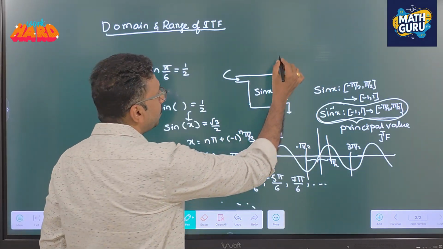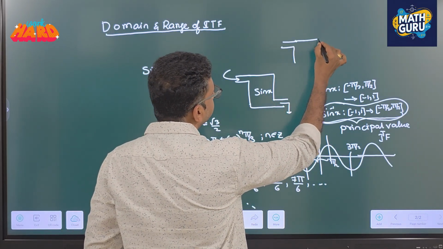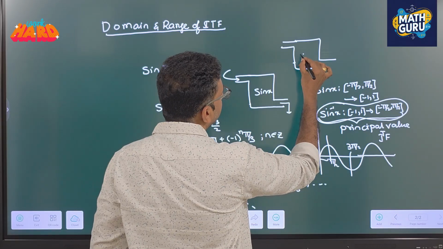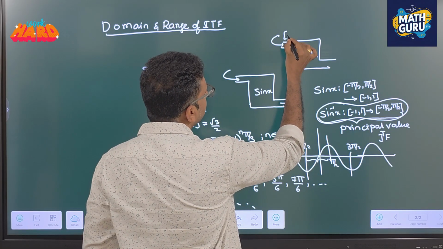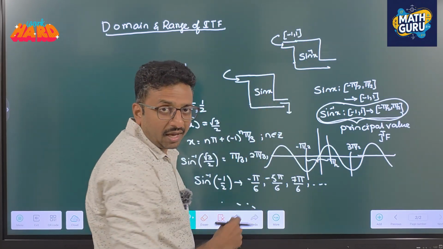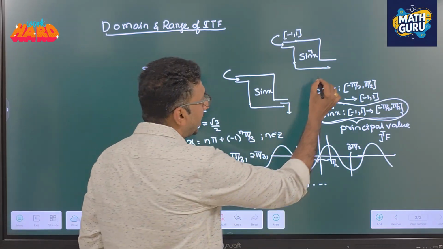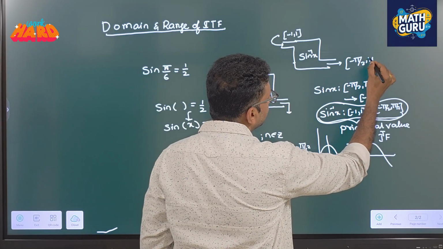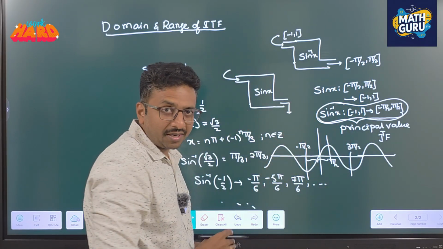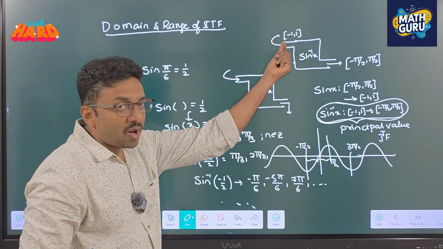That means into the sine inverse function, the numbers from minus 1 to 1 can go in, and the answers that come out are between minus pi by 2 and plus pi by 2. Do you understand?